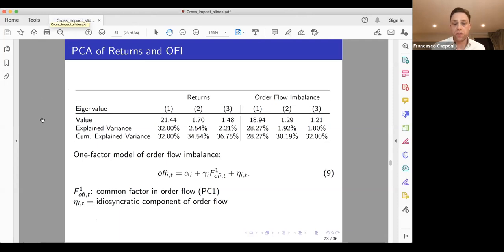using a 1-factor model for order flow imbalance, where the order flow is regressed against the first principal component of OFI, and basically the eta, which is the residual of this regression, we interpret this as the idiosyncratic component of order flow, which is what was on the top of, if you remember, the causal diagram. So in order to disentangle the idiosyncratic contribution of a stock's own order flow from the common component due to cross-trading, we use this approach where we take out the first principal component and we interpret the eta, the residual from this regression, as the idiosyncratic order flow due only to action in that stock.